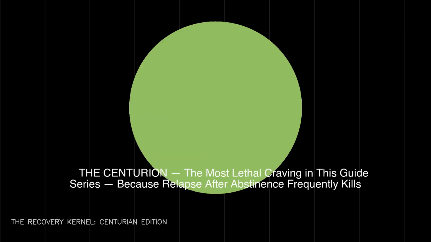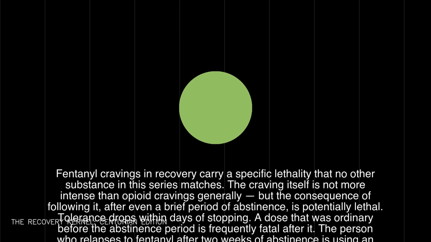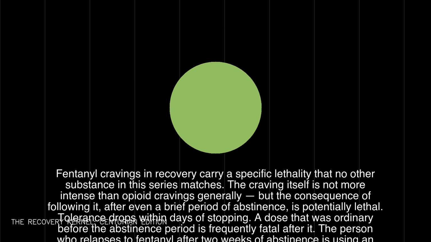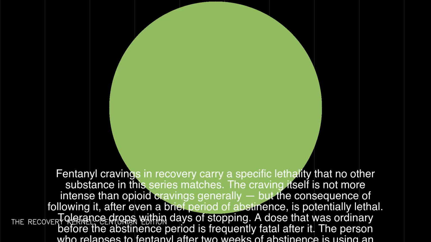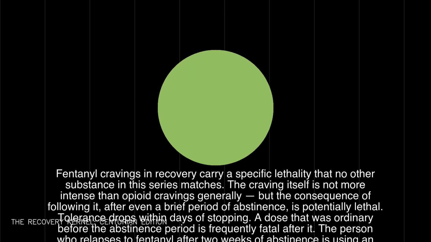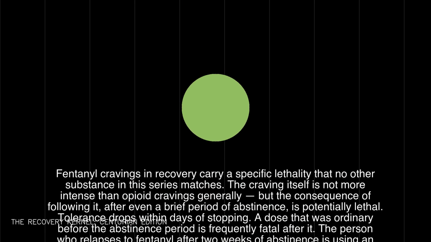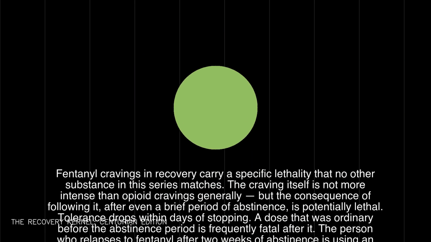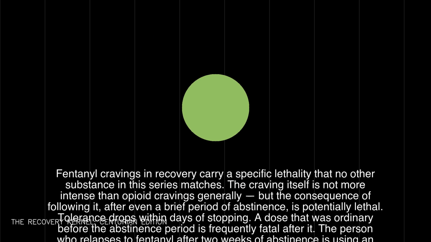4.7, Peptide Support Layer. Section 5, The Fentanyl Craving, Understanding and Interrupting. Classical Building the Centurion, the most lethal craving in this guide series, because relapse after abstinence frequently kills. Fentanyl cravings in recovery carry a specific lethality that no other substance in this series matches. The craving itself is not more intense than opioid cravings generally, but the consequence of following it, after even a brief period of abstinence, is potentially lethal.